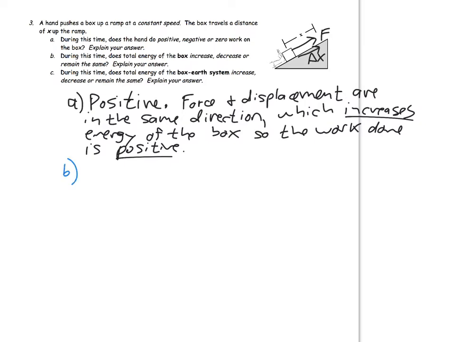Moving on to B, during this time, does the total energy of the box increase, decrease, or remain the same? And if we peek ahead to part C, we're asked then about the box-Earth system. So this is one of those ones where we're getting at the fact that potential energy is an energy that's stored between the box and the Earth, whereas the box itself only has kinetic. We know that the box is pushed up at a constant speed, which means that the kinetic energy of the box is going to remain the same, and that's the only kind of energy that the box by itself has.